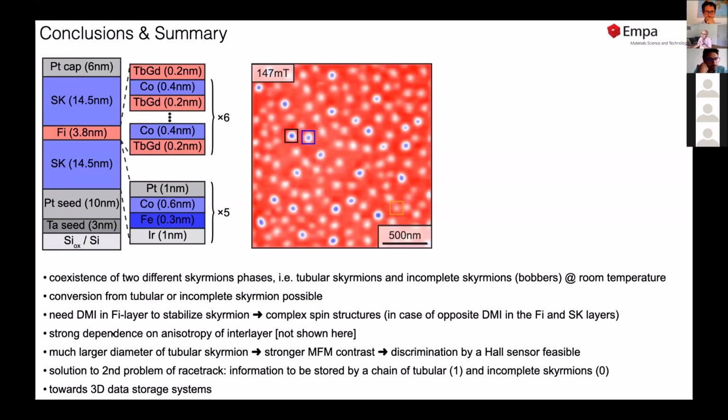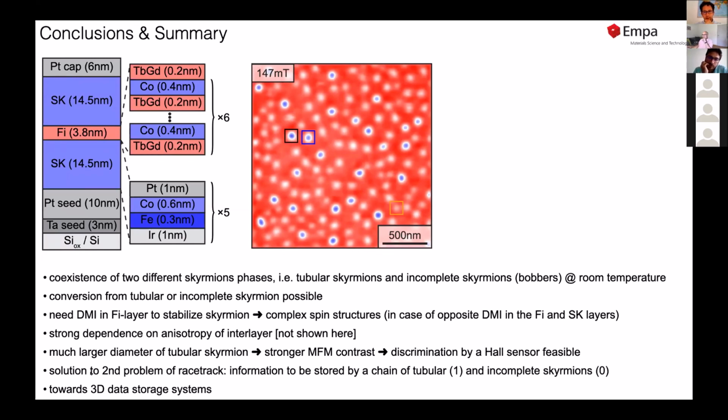I did not show you that, depending on the anisotropy of the interlayer that we can tune with the gadolinium terbium ratio, we can tune the ratio between the complete, the tubular and the incomplete skyrmions. So the tubular skyrmions have a larger radius, and possibly in a later device, we can discriminate between the tubular skyrmions and the incomplete ones by a Hall sensor. That seems to be feasible.